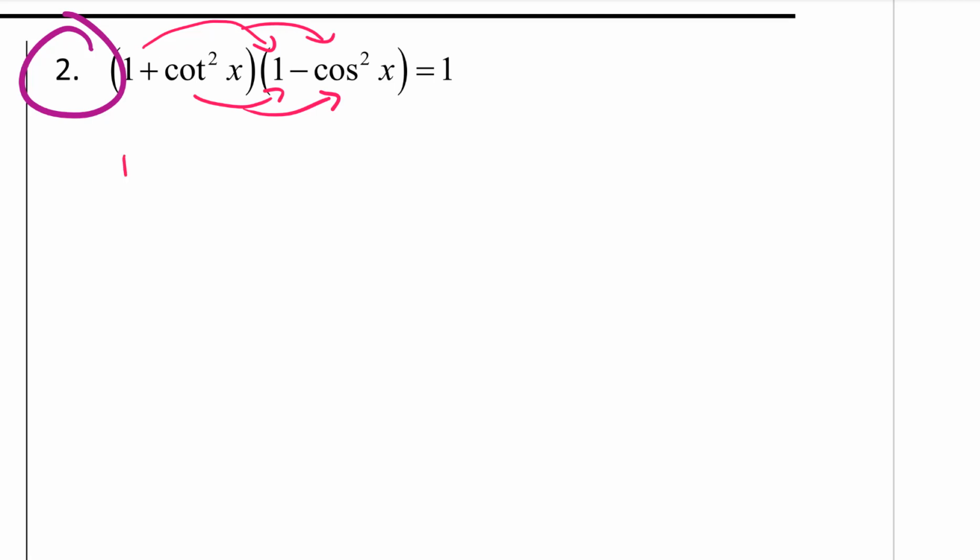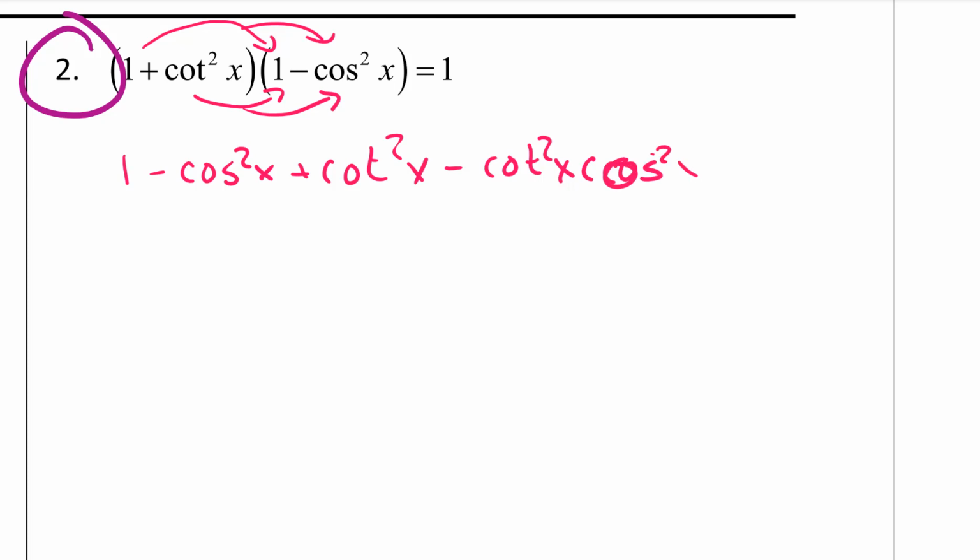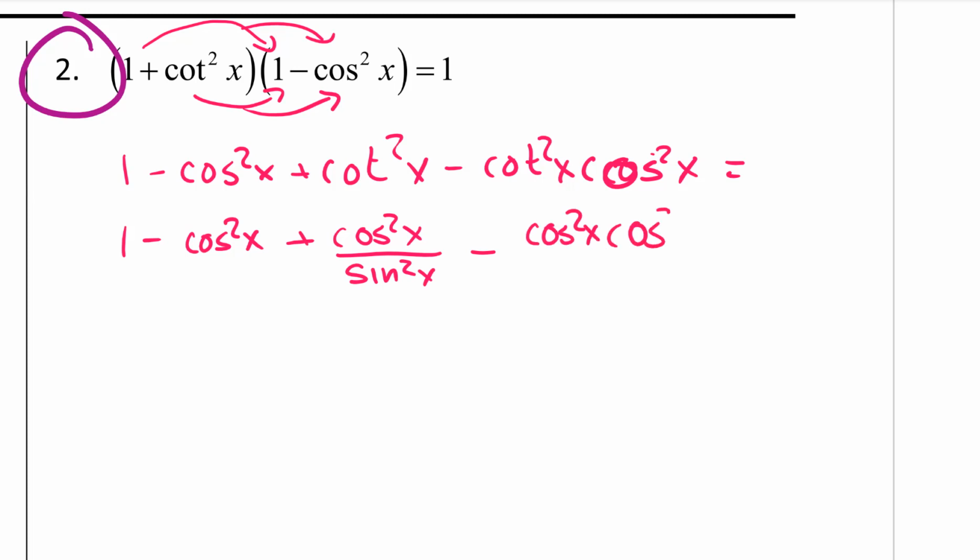So 1 times 1 is 1. 1 times negative cosine squared. Cotangent squared times 1, then cotangent squared times negative cosine squared. Is equal to. Alright. So then I'm like, alright, well, I don't know what to do, so maybe we'll change it to sine squared if you wanted to, but I just want you to see something is about to happen. Now we take cotangent squared, and that's cosine squared over sine squared.